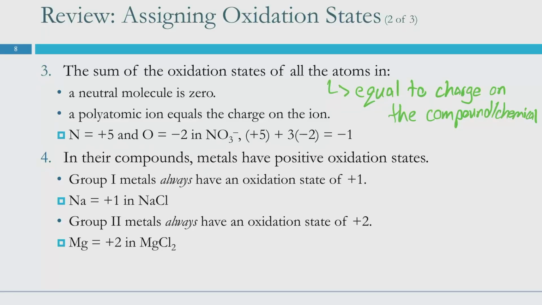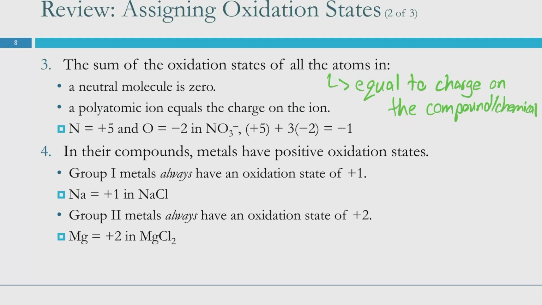In their ionic compounds, metals have positive oxidation states. Group 1 metals always have an oxidation state of +1. They're also always going to have a charge of +1. So that's convenient. Our group 2 metals always have an oxidation state of +2. They're also always going to have a charge of +2.